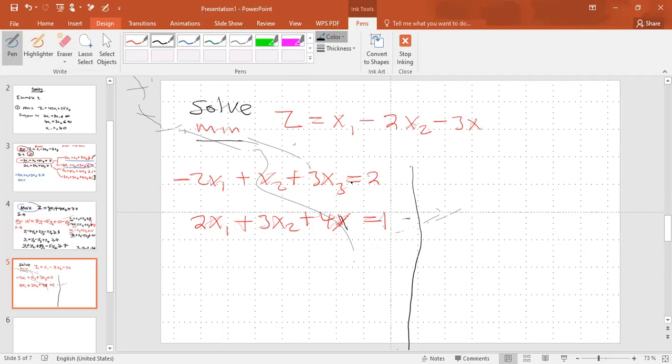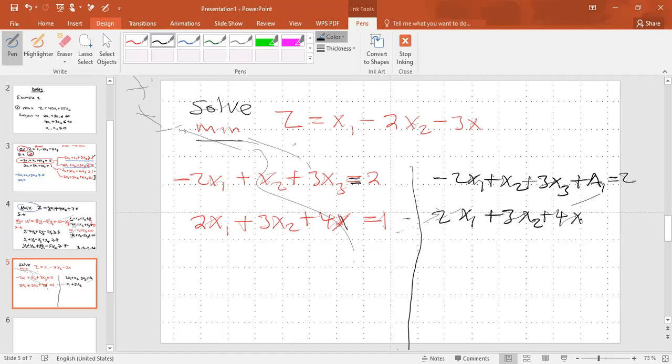Okay, so since we have the equal sign, it means only artificial variables. So we have minus 2 x1 plus x2 plus 3 x3 plus artificial variable a1 equals 2. Then the next one: 2 x1 plus 3 x2 plus 4 x3 plus a2 equals 1.